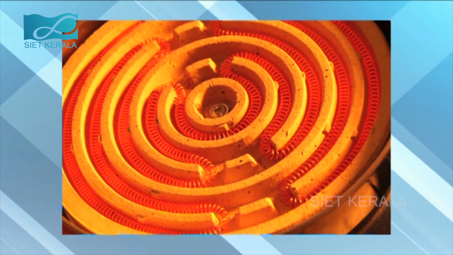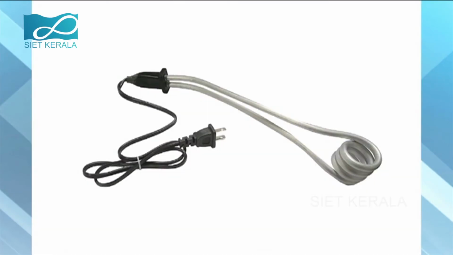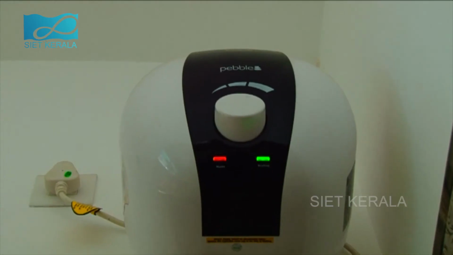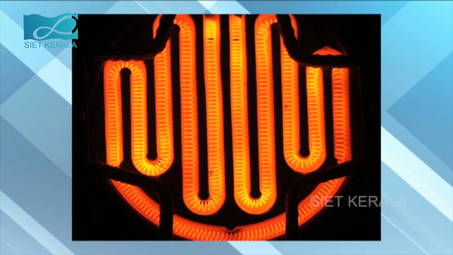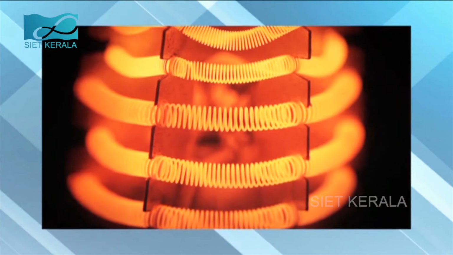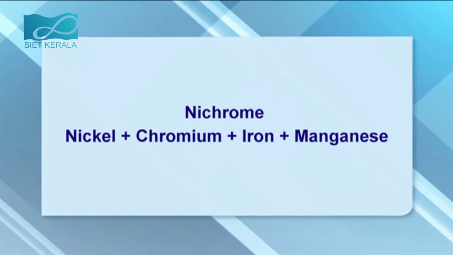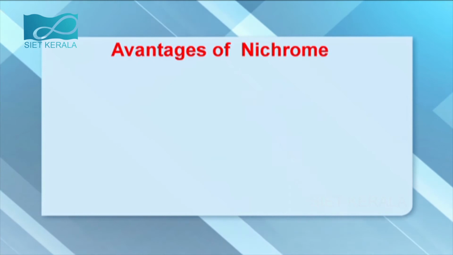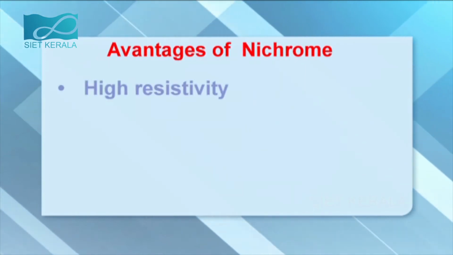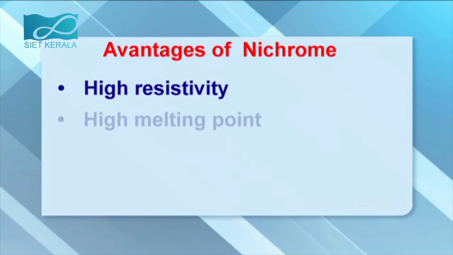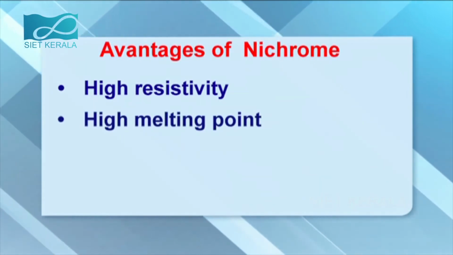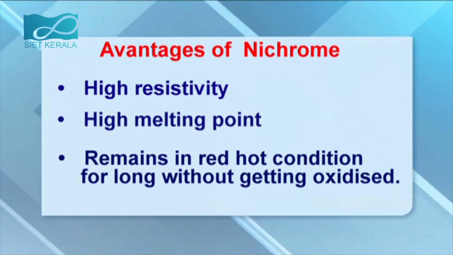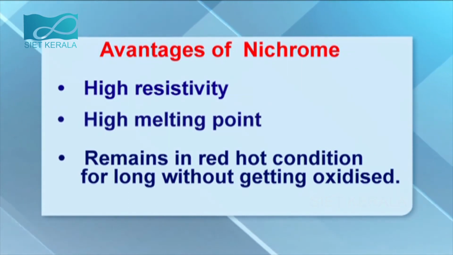We make use of different devices that make use of the heating effect of electricity. The electric heater, the soldering iron, the water heater, etc. are examples. In all these devices, there is a heating coil made of nichrome. Nichrome is an alloy of nickel, chromium, iron and manganese. Nichrome has many advantages. It has high resistivity. It has a high melting point. It can remain in red hot condition for a long time without getting oxidized, even if it comes in contact with air in the red hot condition.